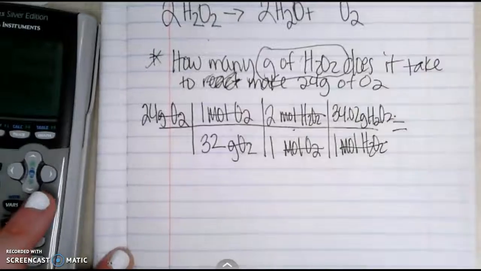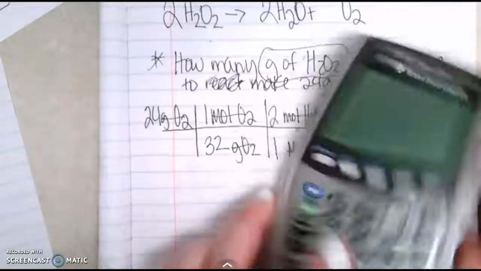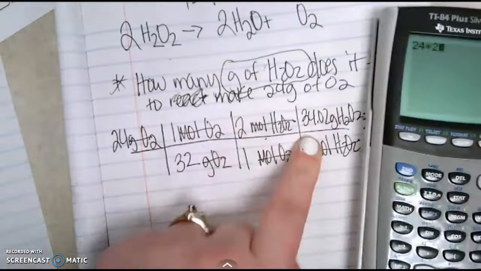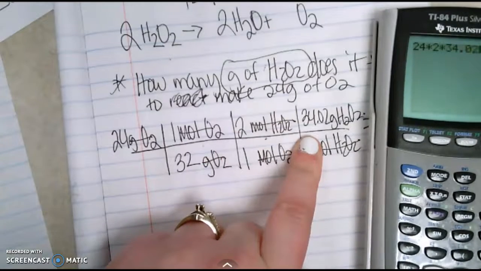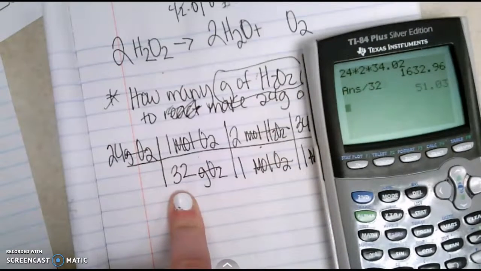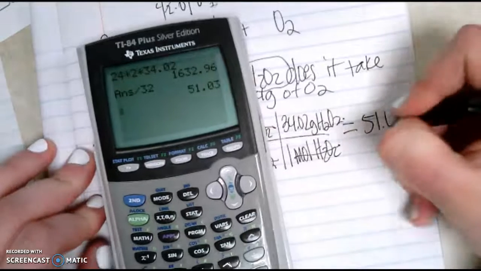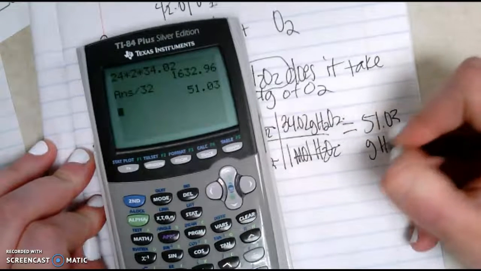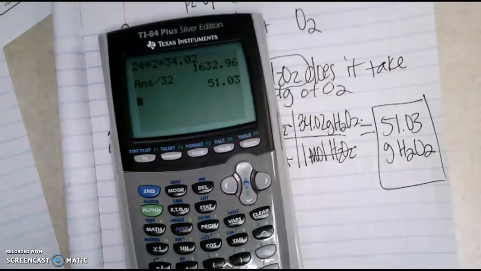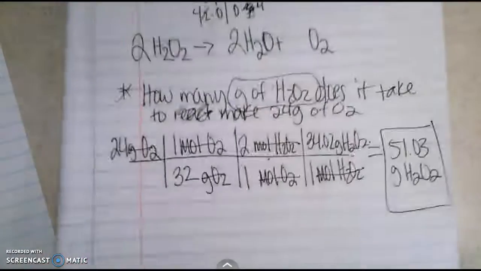So I'm going to stick an equal sign on that. Then I'm going to start plugging it into my calculator, where I've got 24 times 2 times 34.02 equals, divided by 32 equals, divided by 1, divided by 1, 51.03 grams of H2O2.